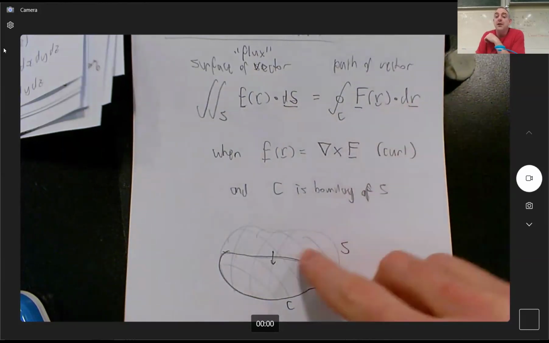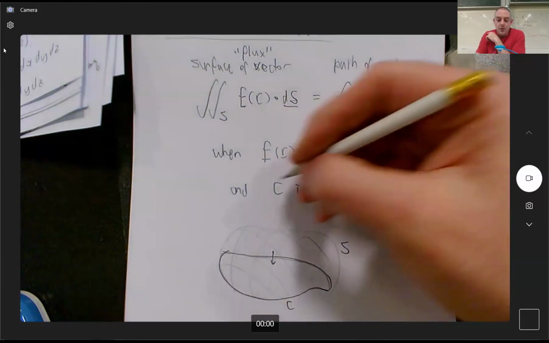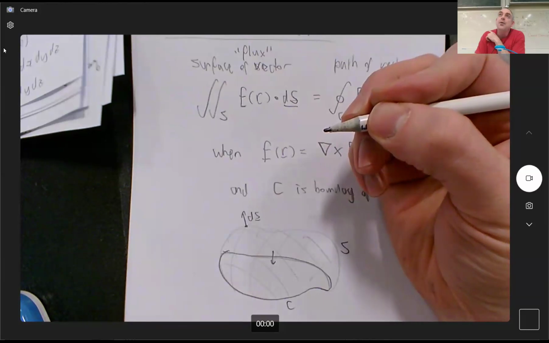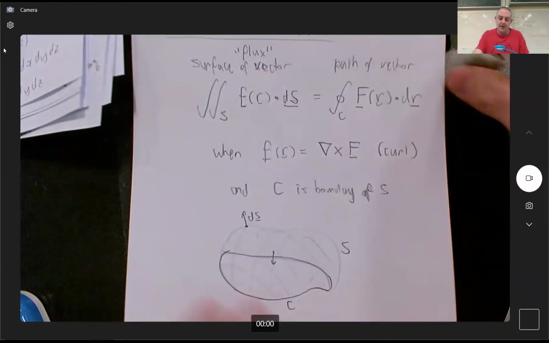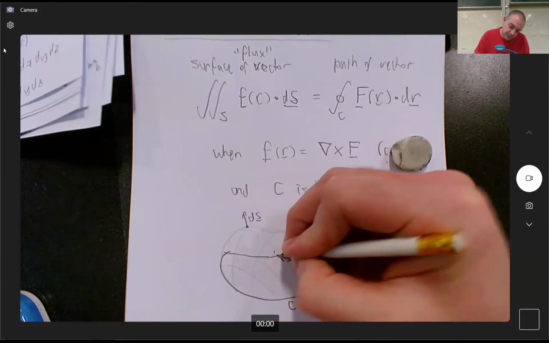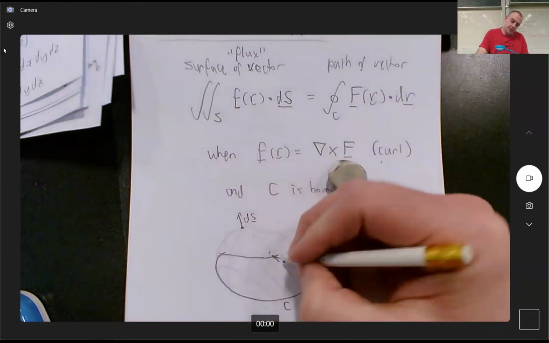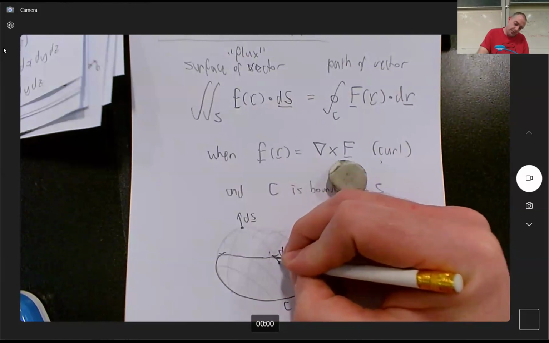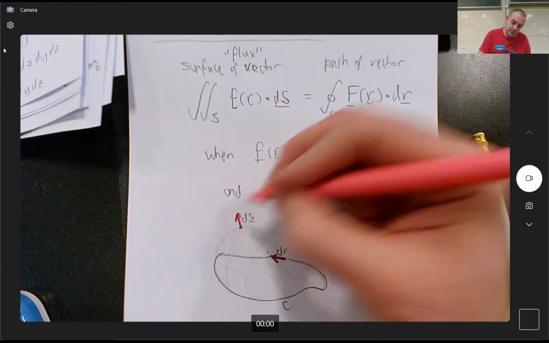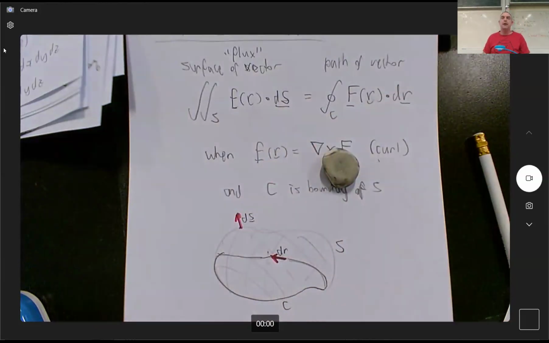No, dr points along. ds always points outwards from where you are, perpendicular to the surface, and dr points along that. Dr points along the boundary. Yeah.